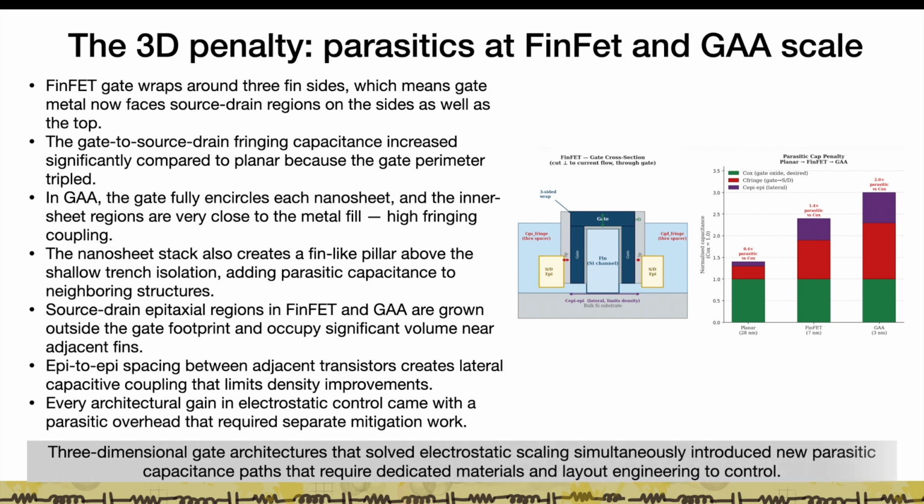The industry response has been to co-develop the architecture and the parasitic mitigation together. Air gap spacers between gate and epi, inner spacers between the nanosheets to reduce the metal-to-metal coupling, gate dielectric optimization. None of these are afterthoughts. They're designed in from the start because the parasitic penalty from three-dimensional architecture is large enough that it would erase the electrostatic gain if not controlled.